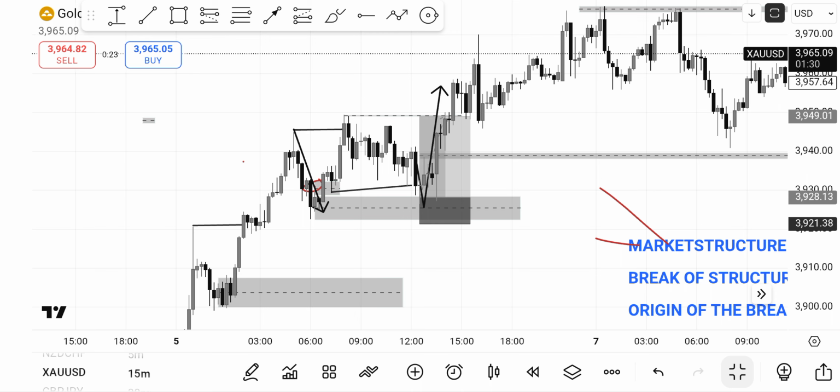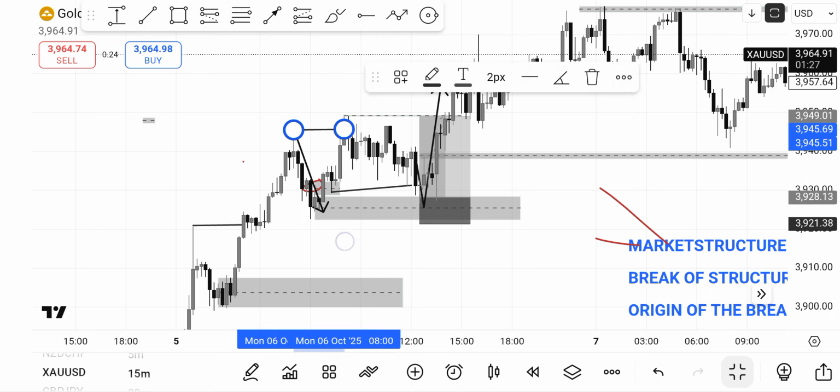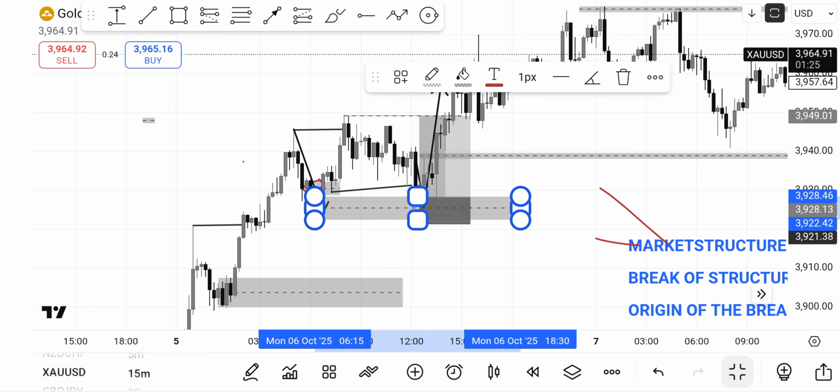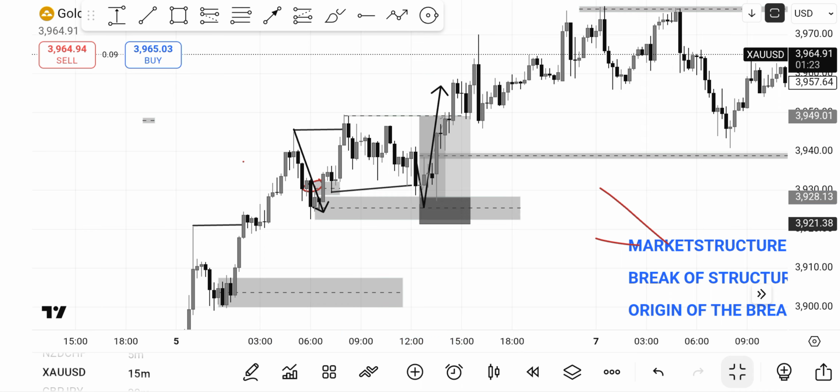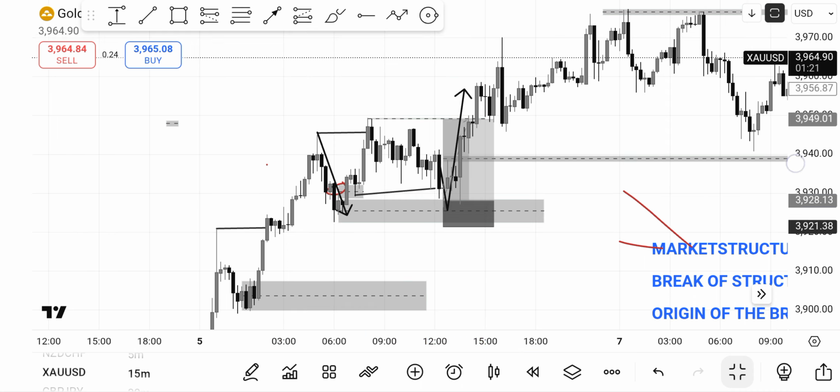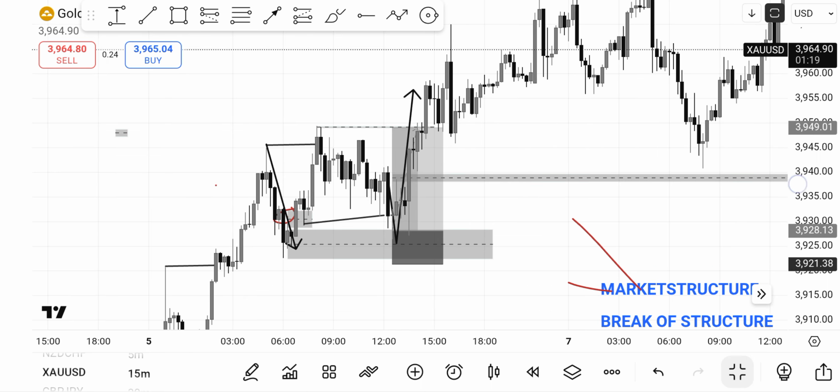So this break of structure. I considered this origin and I entered my trade here. So after getting triggered, I had to enter my position.